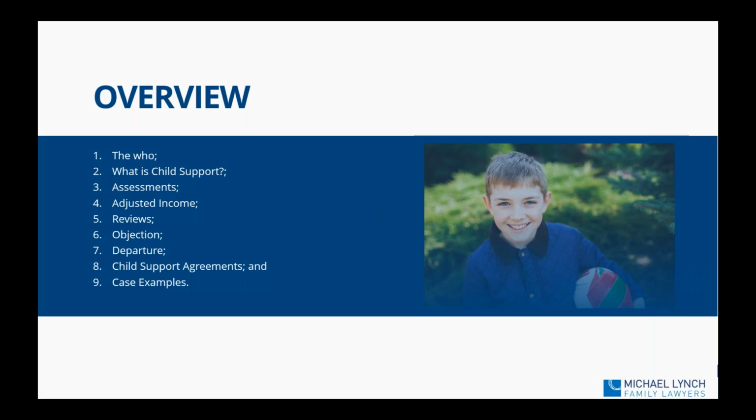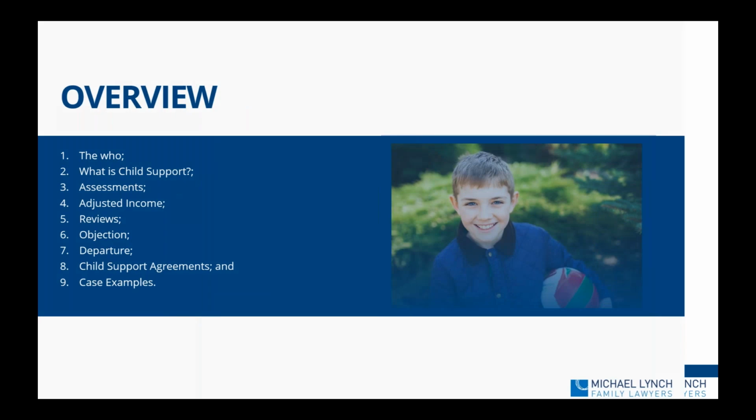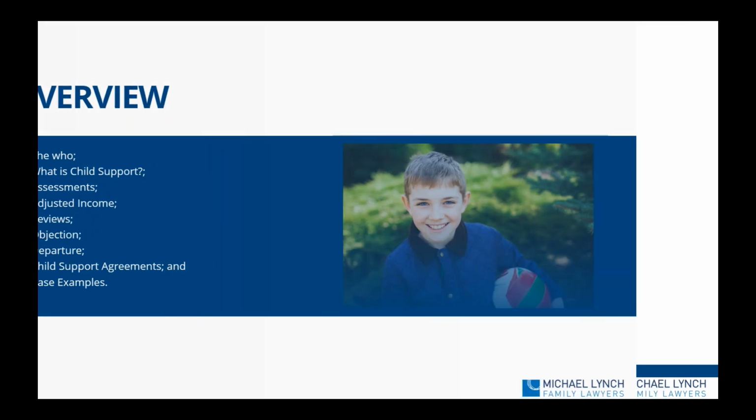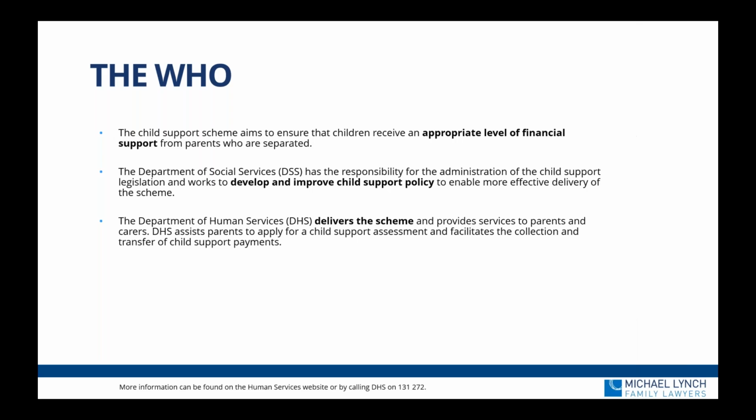The who. The child support scheme is administered under 2 acts of Parliament. The first act is the Child Support Registration and Collection Act 1988. It has 2 functions: establishing the child support scheme, which occurred on the 1st of June 1988, and it provides for the registration, collection and enforcement of child support liabilities, including under court orders, court-registered agreements and administrative assessments.